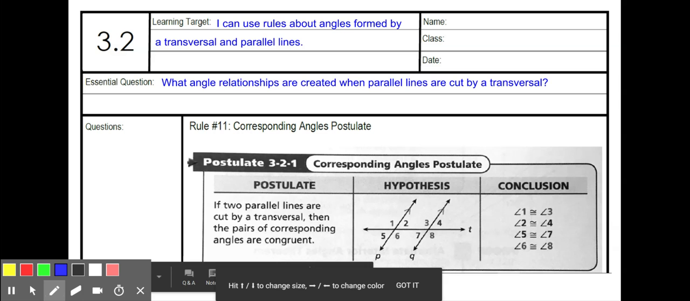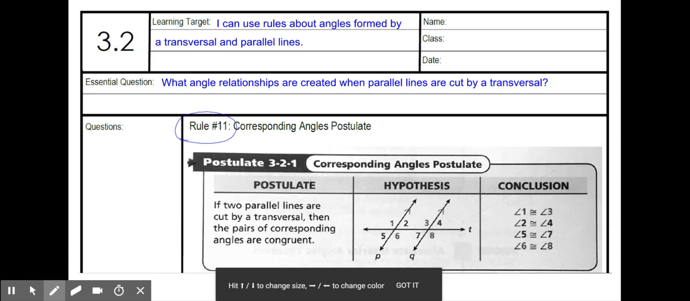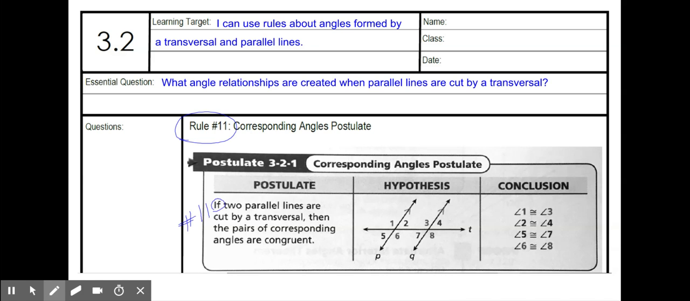All right, so we're going to get back into our rules. We haven't seen them since chapter 1. So our first rule, rule number 11, is an if-then statement. So if you see this picture, then we know the following are true.